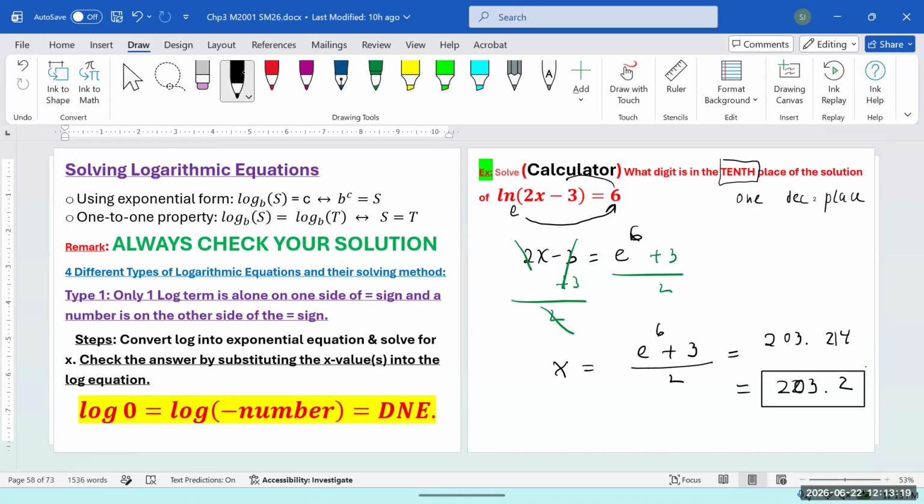And sometimes they'll ask you what number you have in the 10th place, what number you have in the 100th place, or in the 1000th place. So first you write down the entire number and then you see what number you have. For example, here it says what digit you have in the 10th place. That means what digit you have in the first place after the decimal. It's 2.